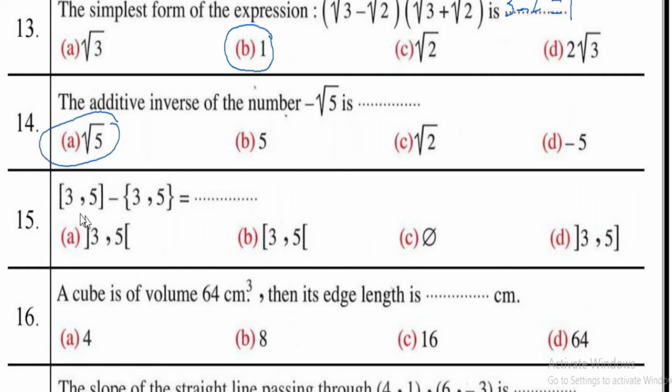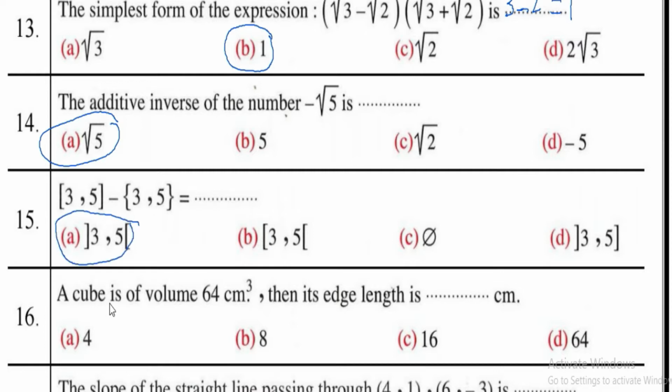Closed interval from 3 to 5. Difference, say 3 و 5. Difference it means cancel 3 and 5 from the interval. So it will be open interval from 3 to 5. دي هتبقى open لأن نحذف الـ 3 و 5 بس.